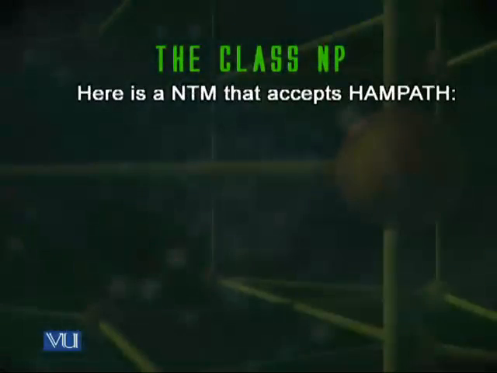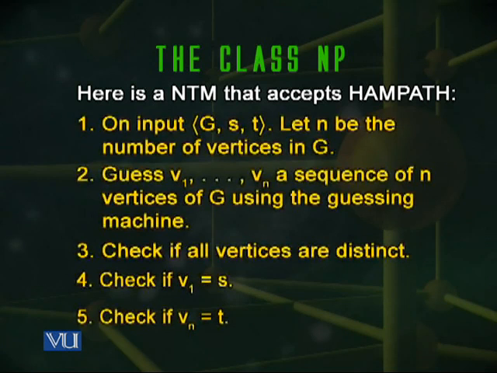So let's look at this Turing machine formally. Here is the Turing machine that accepts Hamiltonian path. It's a non-deterministic Turing machine. First, it gets an input, which is a graph G and special vertices S and T. What it does is it computes the number of vertices in G, let's call it n. Now it uses the guessing Turing machine to guess n vertices v1 up to vn. And these are the n vertices that it has guessed. So it runs the guessing machine n times to guess n vertices.